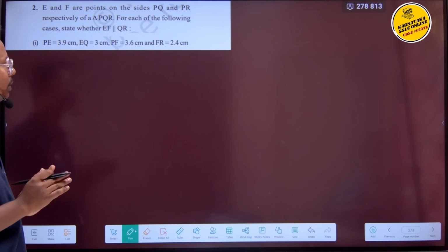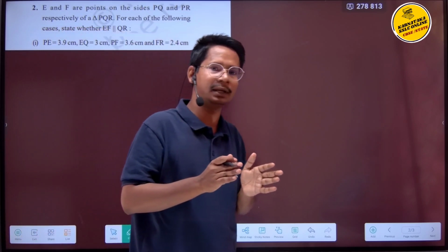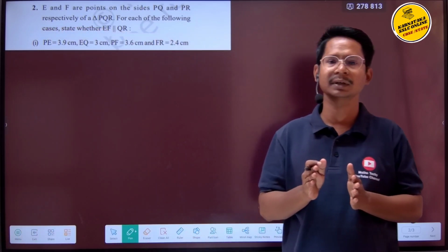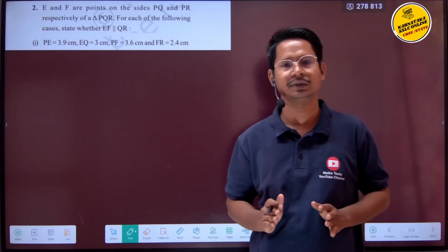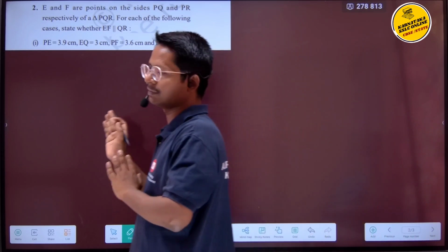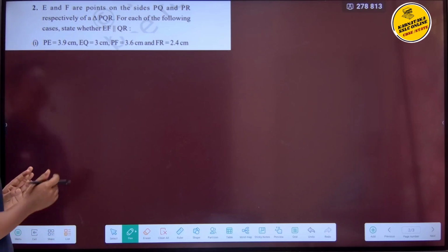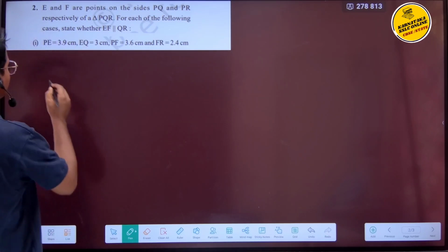As I told you, there is a difference between BPT and the converse of BPT. In BPT, the given statement becomes the proof in the converse. Similarly, the proof in the BPT becomes the given statement in the converse. So you can see here, first we will consider triangle PQR.